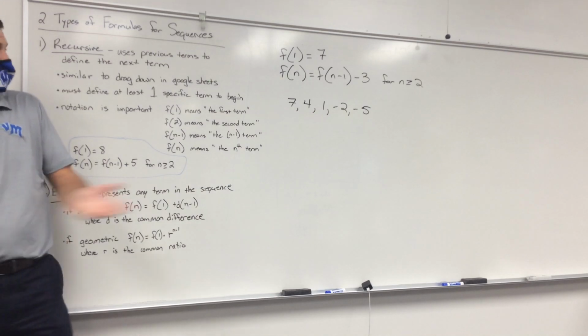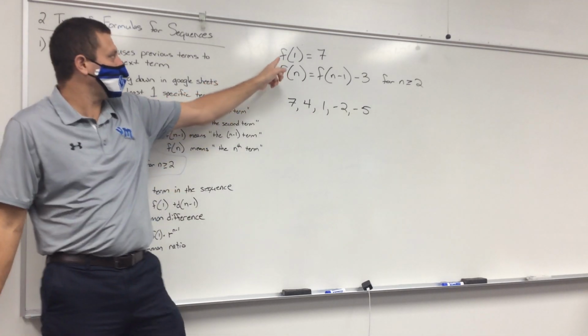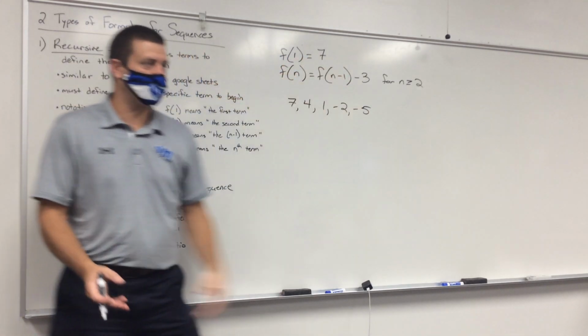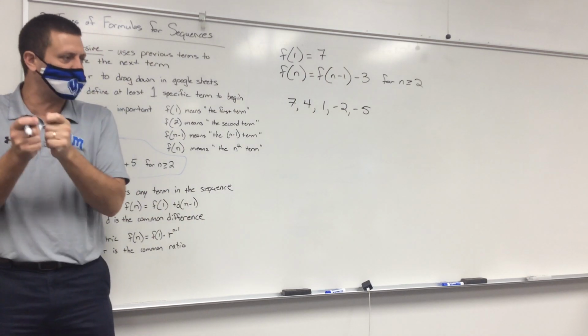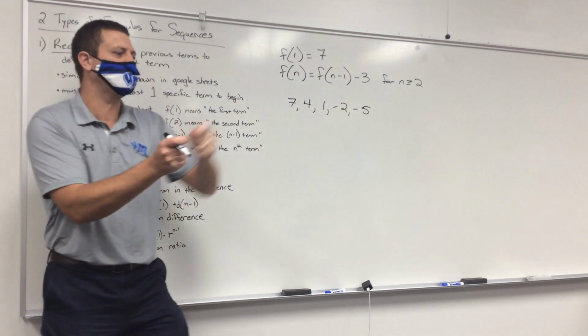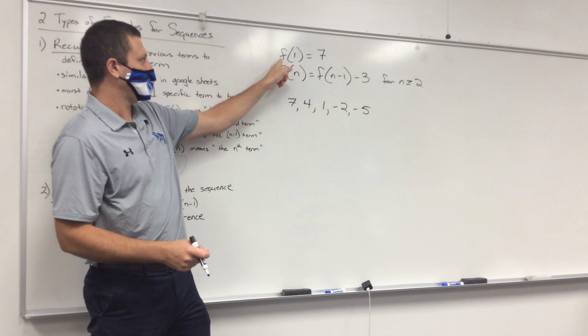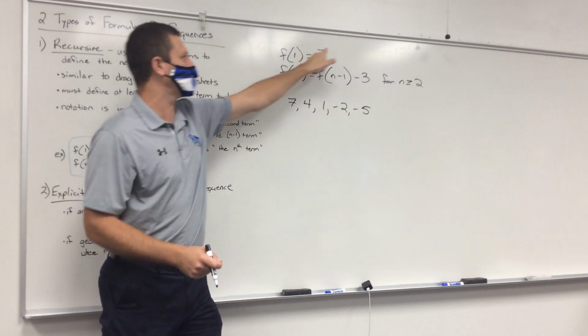Because it's f of 1, which means it told me, right? It said f of 1 is equal to 7, which is saying the first term in the sequence is equal to the number 7.